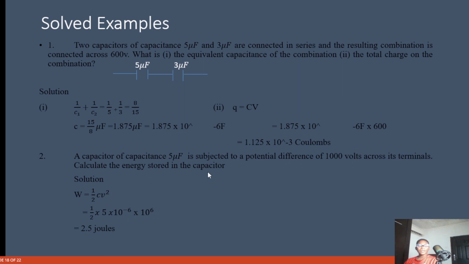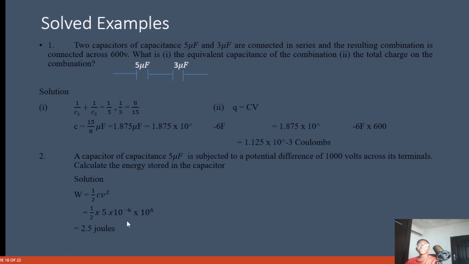A capacitor of capacitance 5 microfarad is subjected to a potential difference of 1000 volts across its terminal. Calculate the energy stored in the capacitor. So we have to check the formula we are given. We were given the capacitance. We were given the volts. So what is the normal formula to use to find the energy, like all the work done? The W is 1 over 2 CV squared.